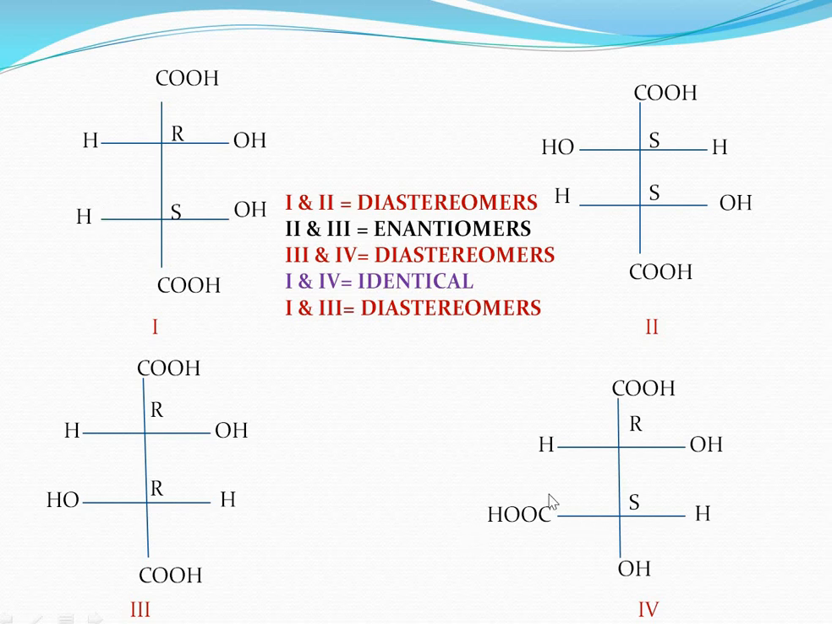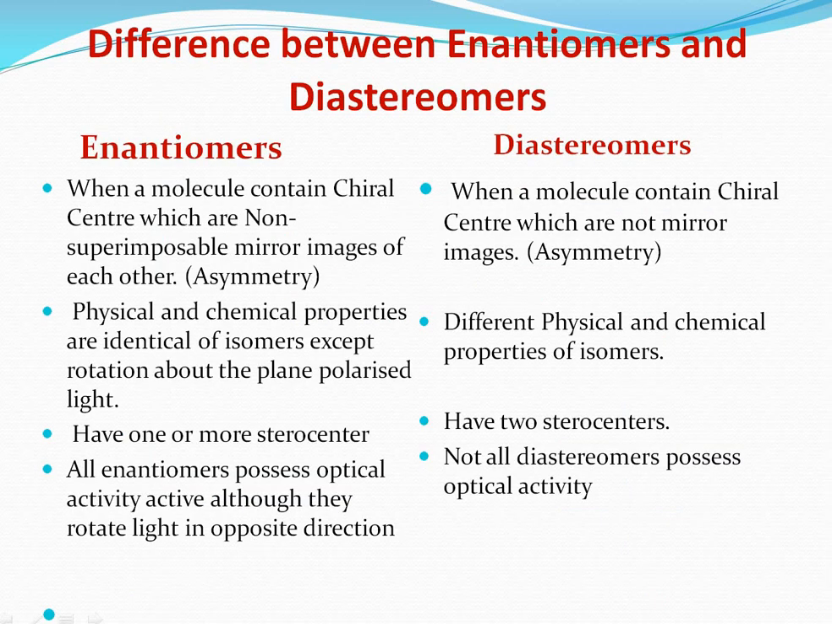If we look at first and 4, these are identical because both configurations are the same. While in the case of 1 and 3, the 2 carbons have different configurations. So first and 3 are also diastereomers. Next is the difference between the enantiomers and the diastereomers.